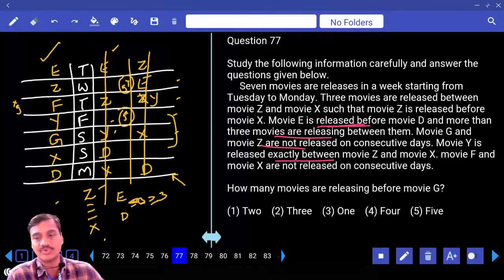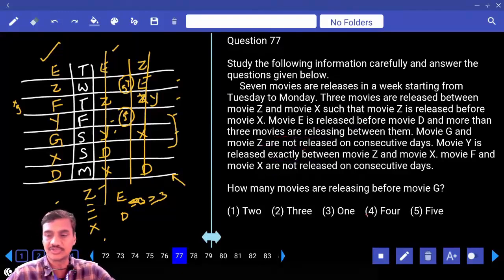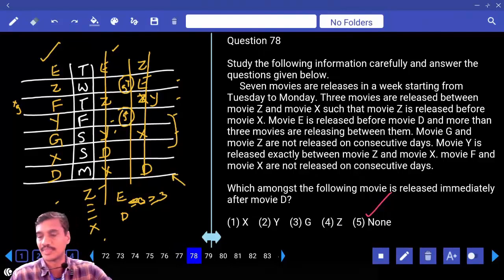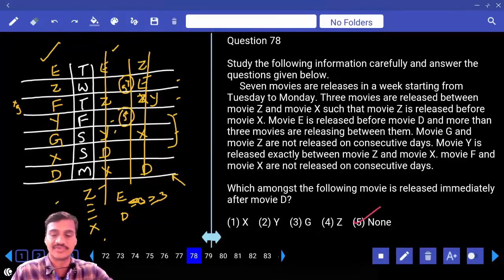77. How many movies are releasing before movie G? Movie G, how many movies are there? There are 4. That 4 is given in the choices for question number 77. It is choice 4. And which among the following movies released immediately after movie D? Immediately after movie D, is there any movie here? No, none of the movies were there after this one.